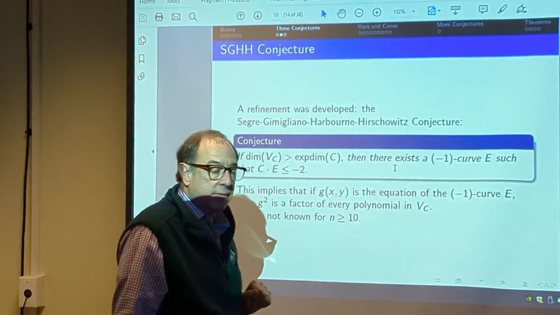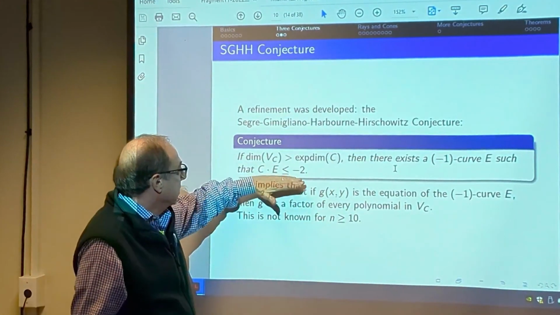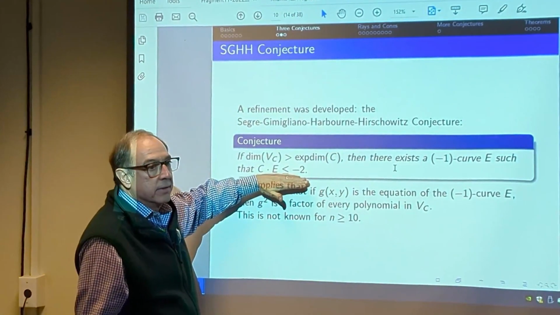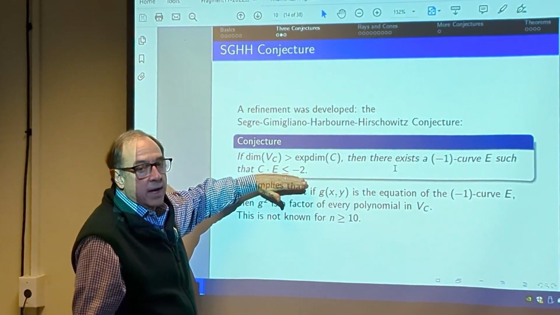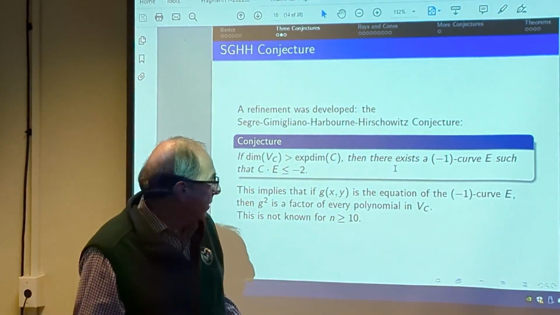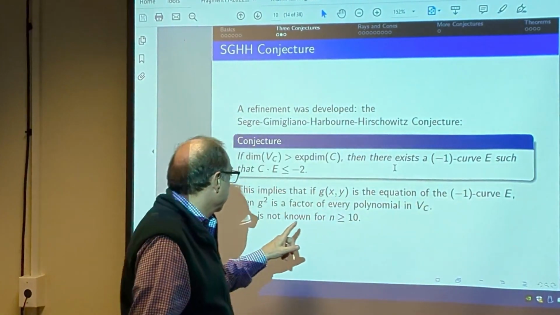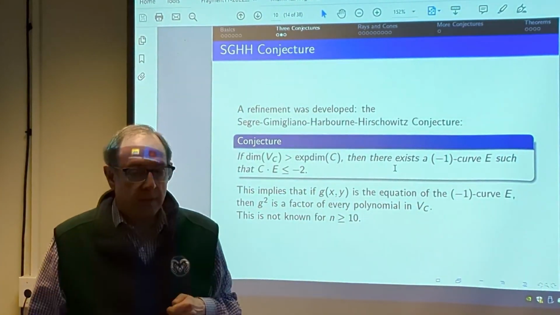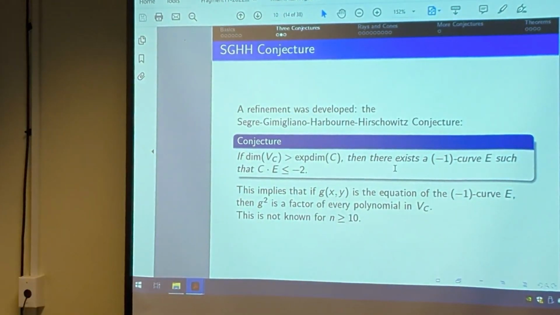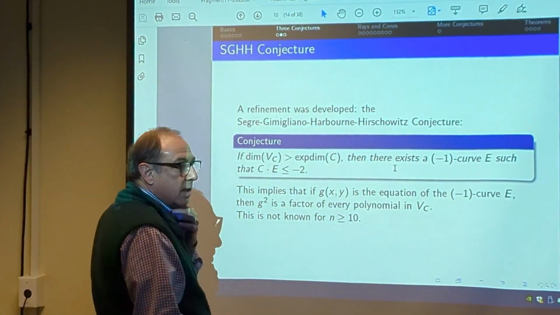Then there's a -1 curve, which sort of splits off at least twice. This is the equation of the -1 curve will factor out of every polynomial, twice at least. That's what this condition implies. So if g is the equation of that -1 curve, g squared factors out of everything. This is a very much more precise conjecture than the Segre conjecture. And this is not known for 10 or more points.